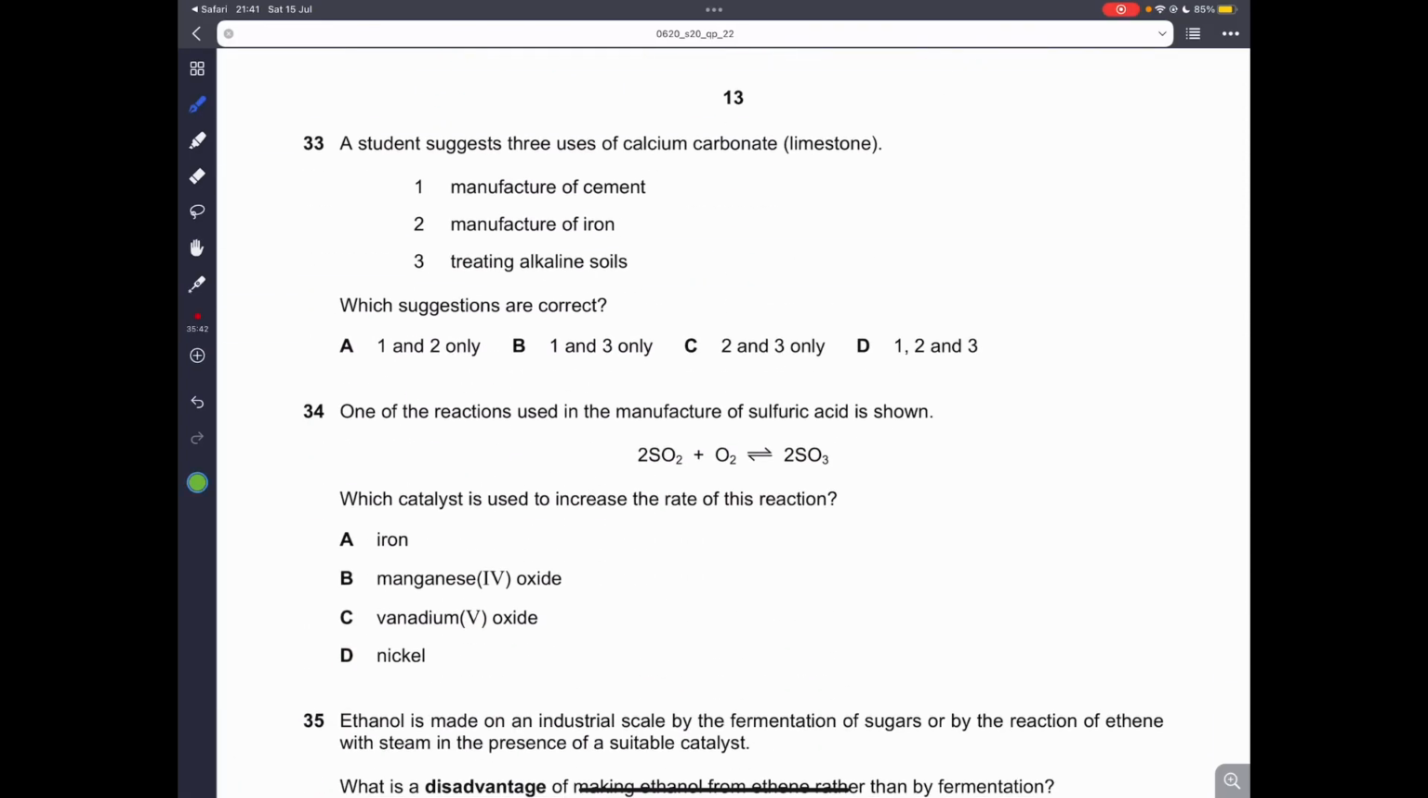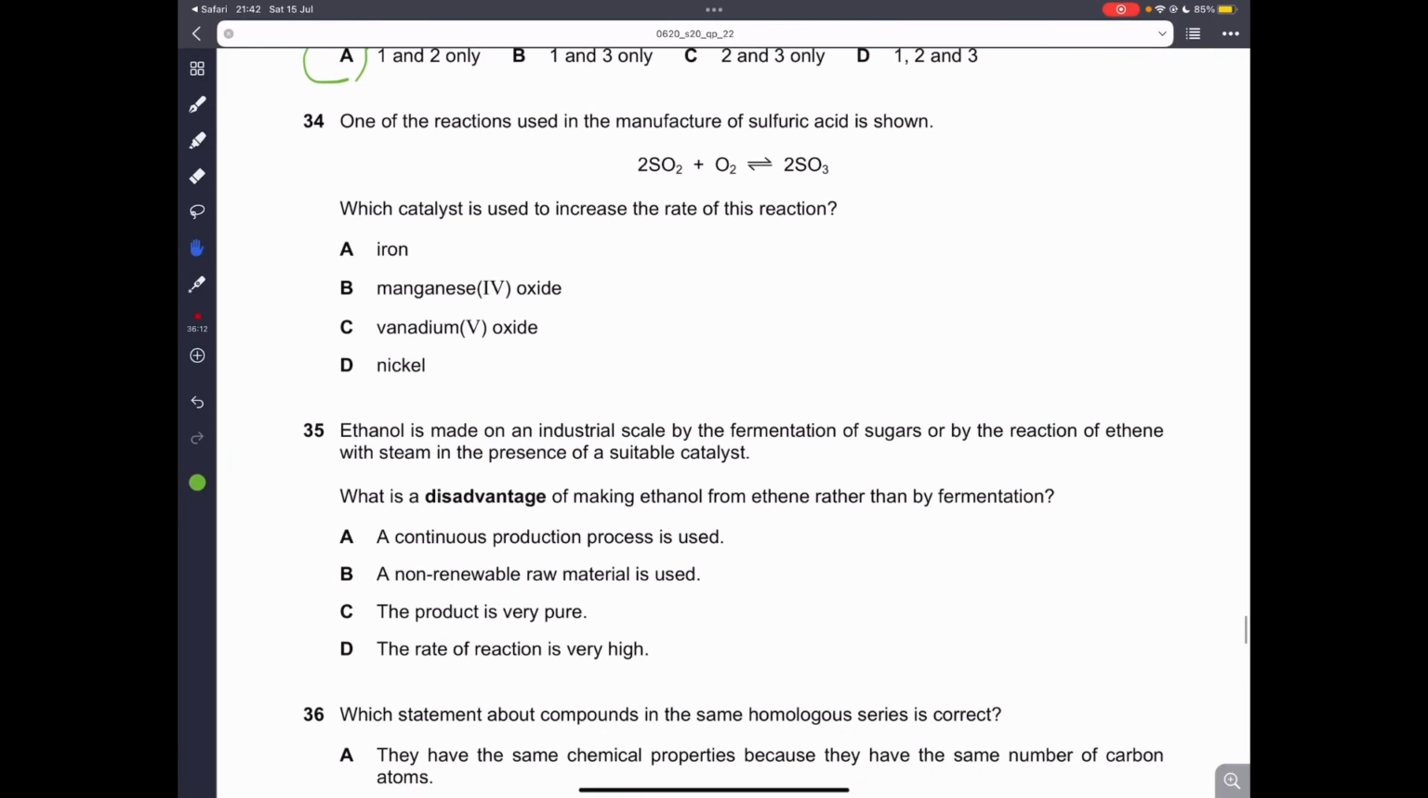33. A student suggests three uses of calcium carbonate, limestone. Which suggestions are correct? We use calcium carbonate in the manufacture of cement. This is correct. We use it in the manufacture of iron. We also use that. However, we don't use it in treating alkaline soils. Instead, we use it to treat acidic soil because calcium carbonate is basic. So 1 and 2 are correct. A is the correct answer.